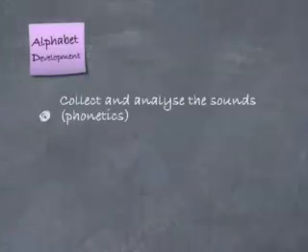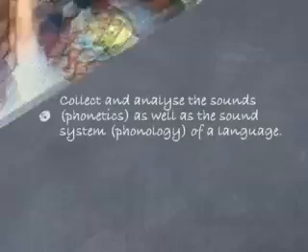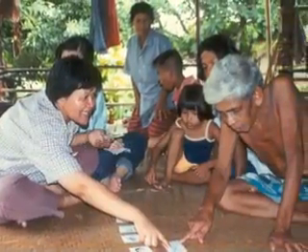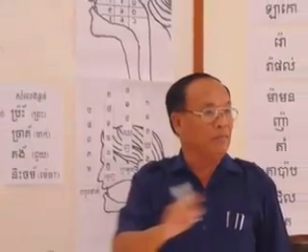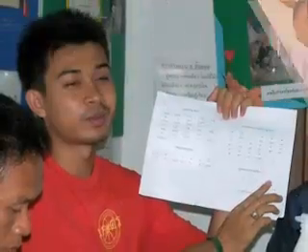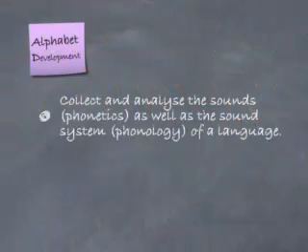The steps include collecting and analysing the sounds as well as the sound system of a language. To do this, linguists typically work with villagers to collect lists of common words, as well as short folktales to analyse the sound system. Then the community members, using options and advice provided by the linguist, check and test their conclusions to determine which sounds should be represented in the alphabet.